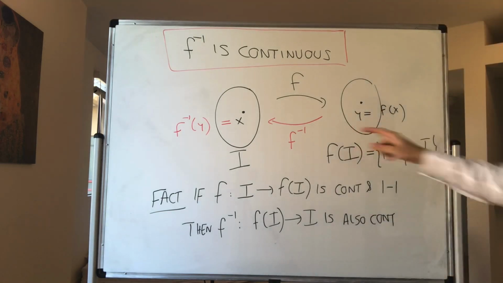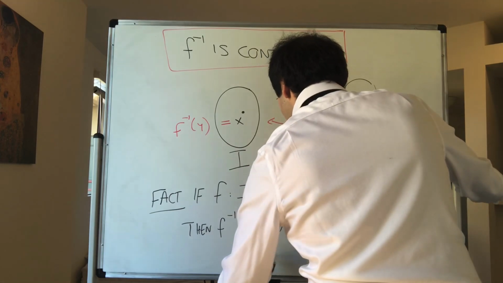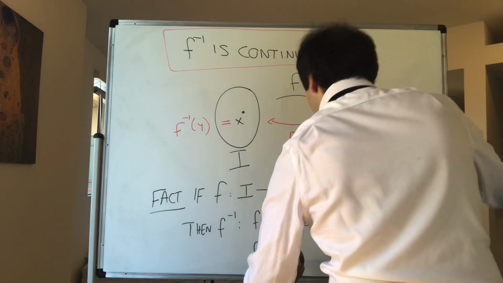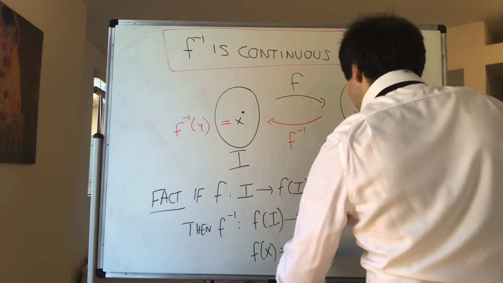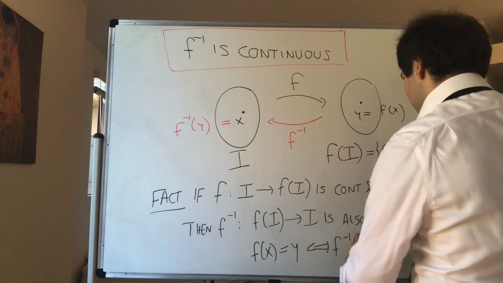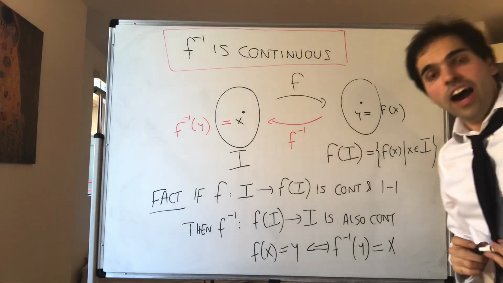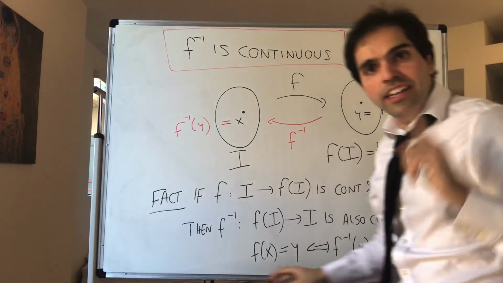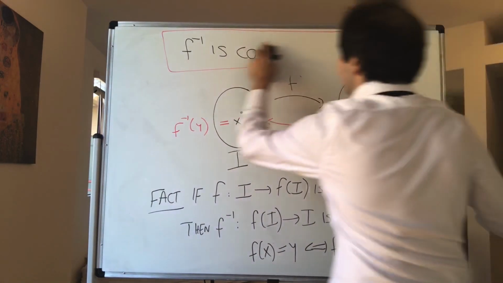And I'd like to remind you how f inverse is defined. So simply, if f of x equals y, so if f goes from x to y, then f inverse goes back from y to x. So f inverse of y equals x. Alright, and now let's show this. It is quite a delicate argument, but quite beautiful in my opinion.